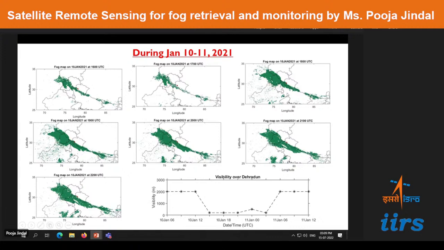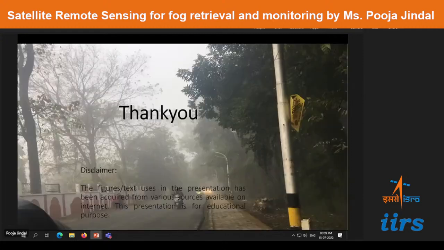So all these graphs show you the presence of fog over Dehradun, which is validated with the visibility information over Dehradun. So this is all from my side.